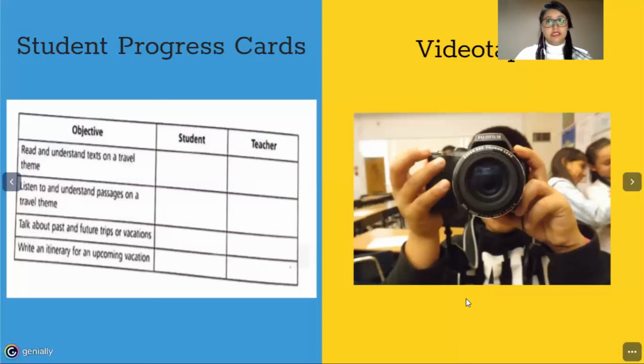Then we continue with the second one, which is videotapes. In this one, the idea is for students to videotape themselves or videotape each other so that they have the opportunity to analyze and assess their communicative skills and also to go over paralinguistic skills such as body language.